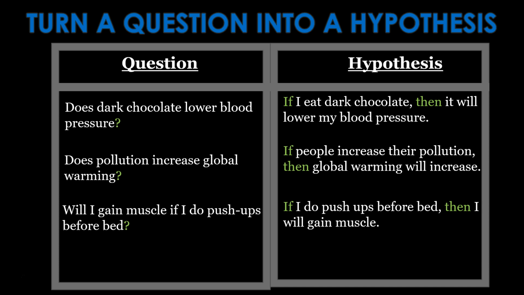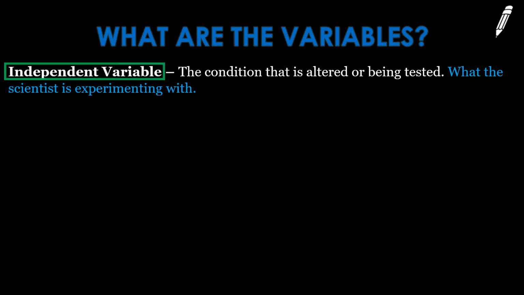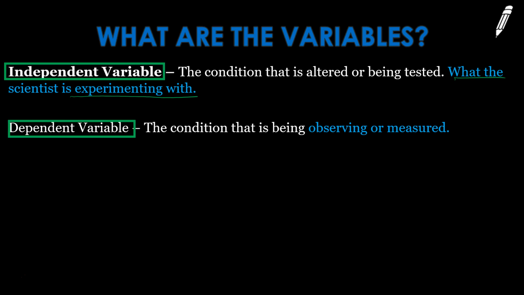Okay? Now, in these experiments and in these hypotheses, there's two variables in there. There's the independent and dependent variable. That's what we're going to cover next. The independent variable is whatever the scientist is experimenting with. So what are they introducing? The dependent variable is whatever the scientist is trying to observe or measure as the outcome. Okay?